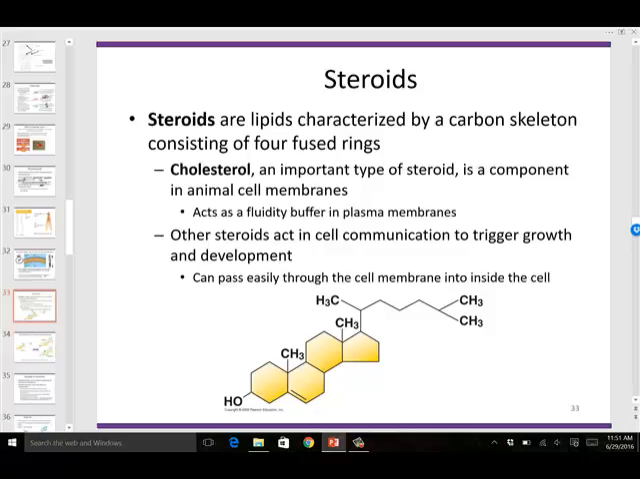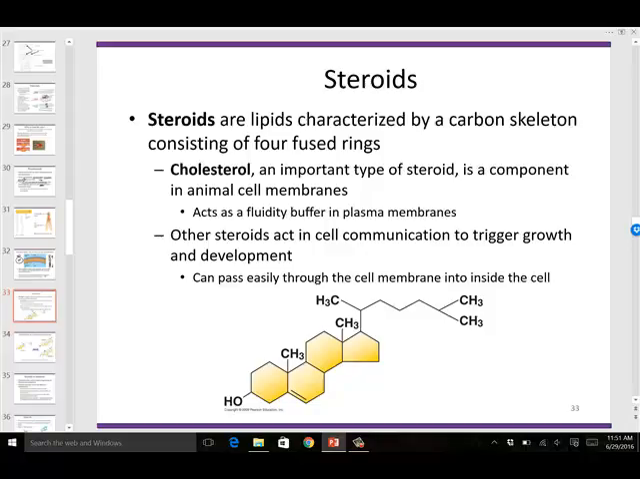Now if you're a plant though, you don't have cholesterol, you don't really need it. You have instead a nice thick supportive cell wall made of cellulose. So plants do not have cholesterol, and therefore when you eat plants, you do not get cholesterol into your diet, which is not necessarily a bad thing, right?